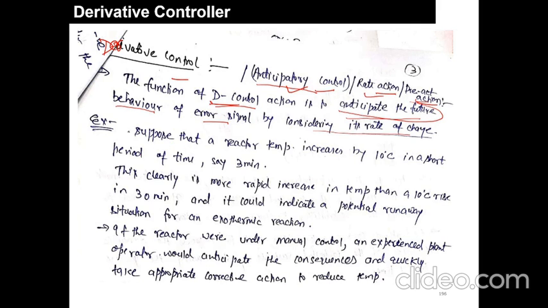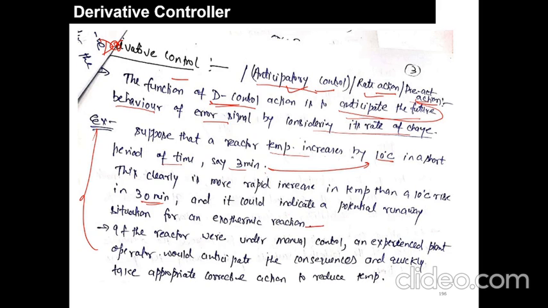Let's say this is an example. Suppose the reactor temperature increases by 10 degrees Celsius in a short period of time, say 3 minutes. 3 मिनट में 10 डिग्री सेल्सियस बढ़ रहा है. तो you can say that after 3 minutes, 10 degrees Celsius is increasing, so in 30 minutes how will the temperature increase? How much will the temperature increase in the last 30 minutes?